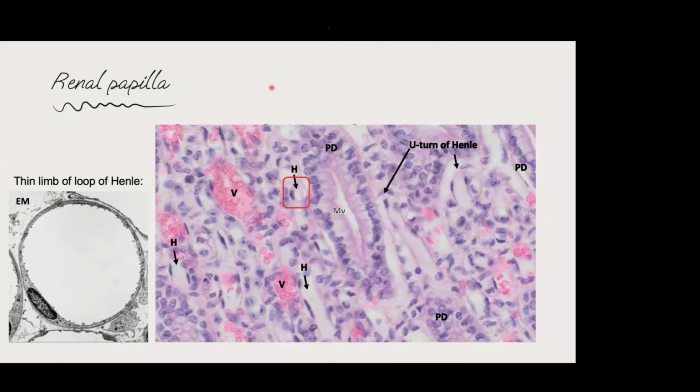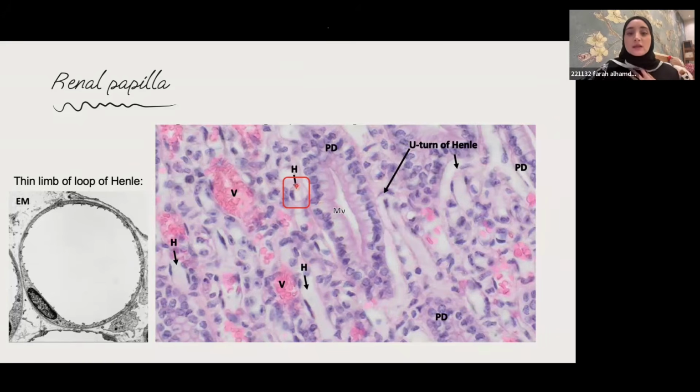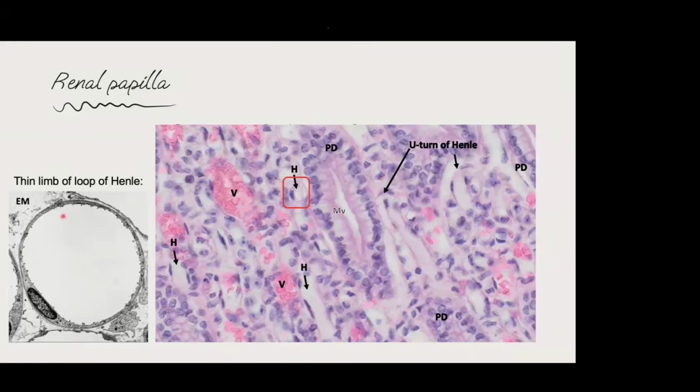Okay, how do we differentiate between the loop of Henle and the endothelium of the vasa recta or the vessels in the medulla? Basically, in the loop of Henle, you wouldn't find erythrocytes. You wouldn't find red blood cells. Okay? Easy.